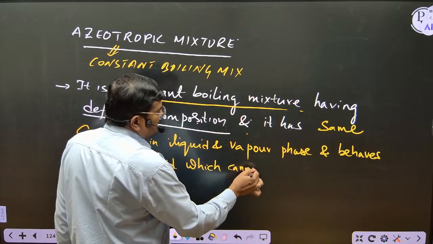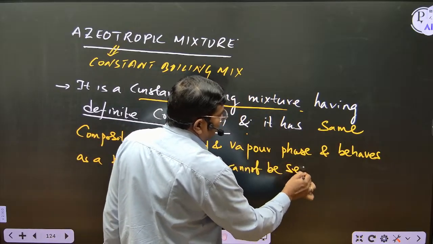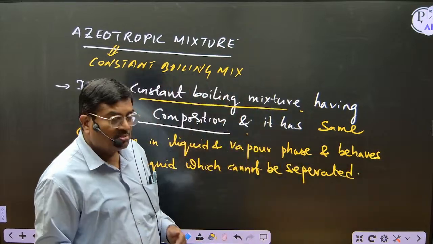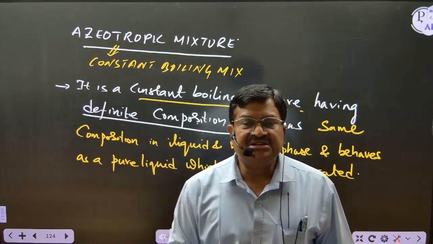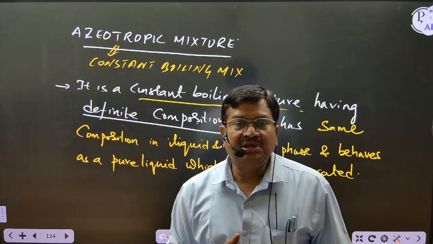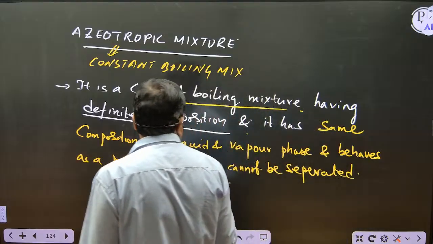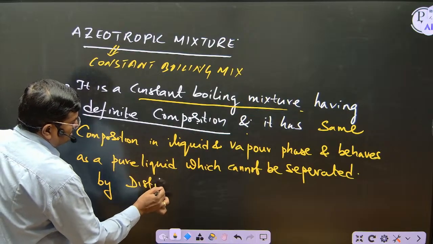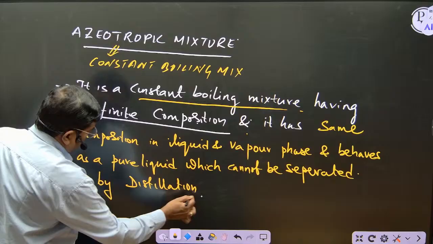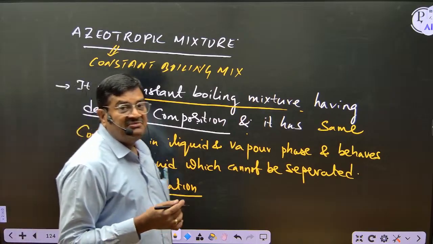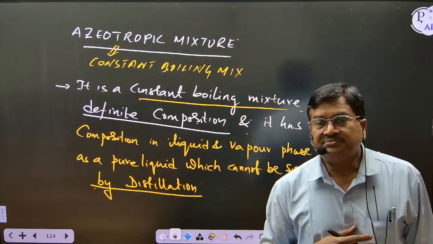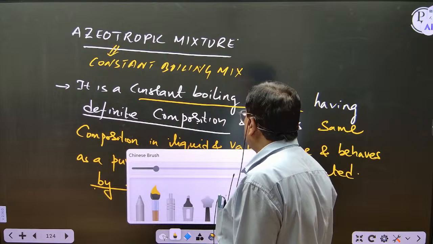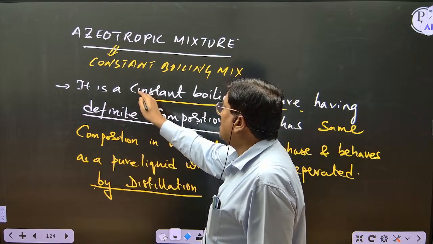Which cannot be separated by distillation. Why can we not separate that composition? Because both the composition in liquid phase and vapor phase remain the same, no? So they behave as a pure liquid, so it cannot be separated by distillation. And such a mixture we are calling what? Azeotropic mixture. So understood what azeotropic mixture means? It is a constant boiling mixture.